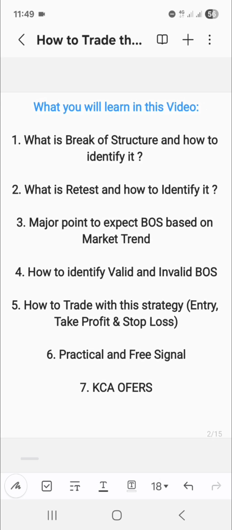So guys, what we'll be learning in this video is what break of structure is and how to identify it, what a retest is and how to identify it, the major points to expect break of structure in the market trend, how to identify valid and invalid break of structure, and how to trade with this strategy, how to set your entry, your take profit, and your stop loss. I'm also going to do the practical dimension of it and give you free signals during the practical section. For those of you who are live right here, you can actually take the trade I'll be giving you tonight and make money on it as my gift to you.